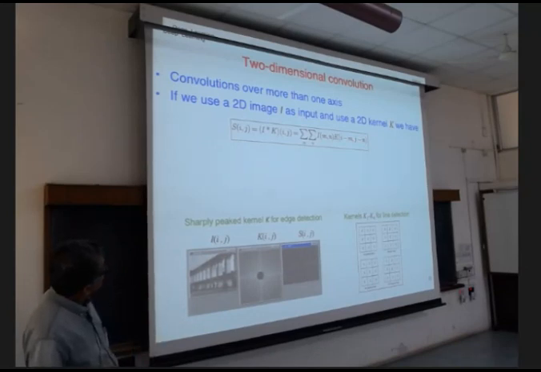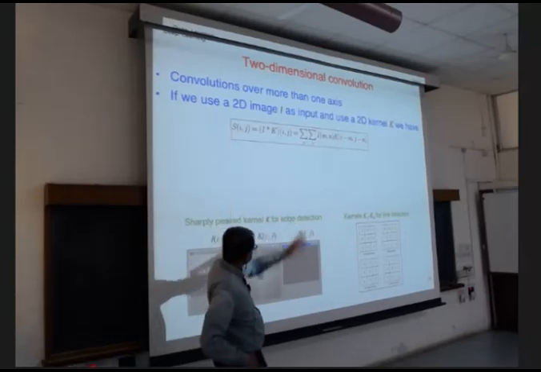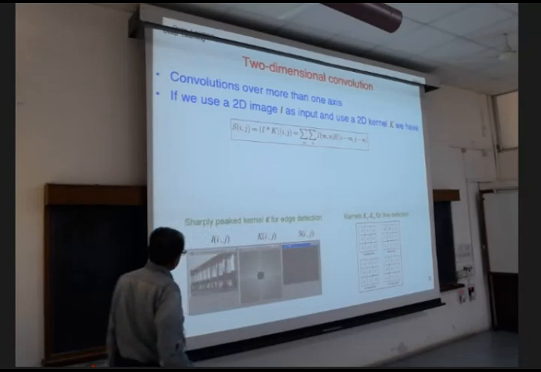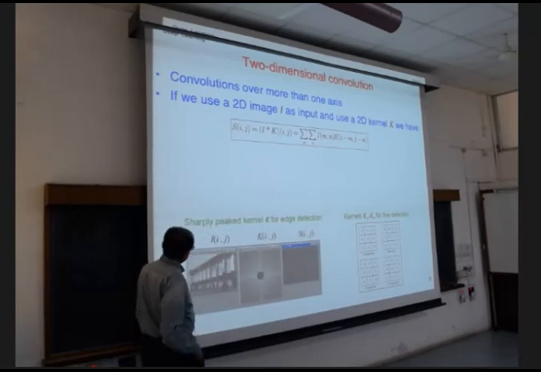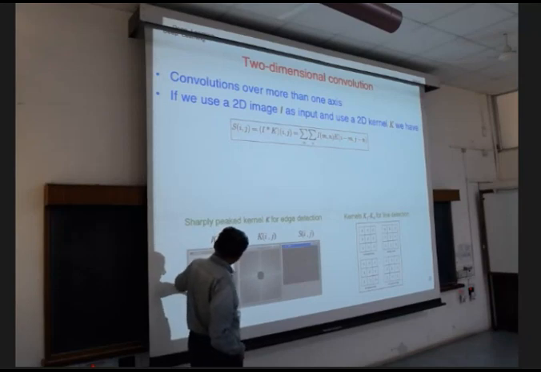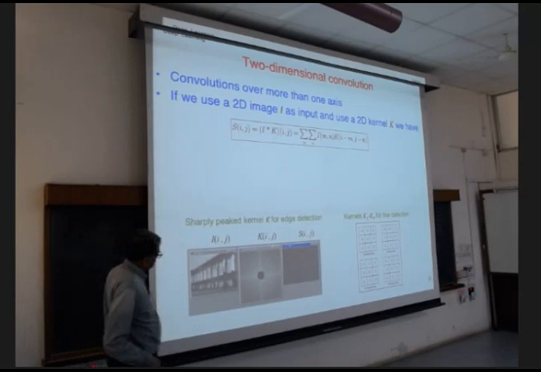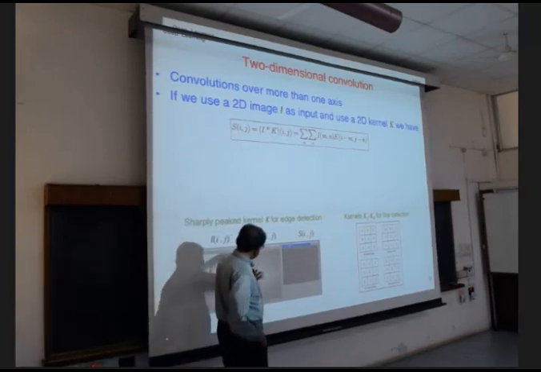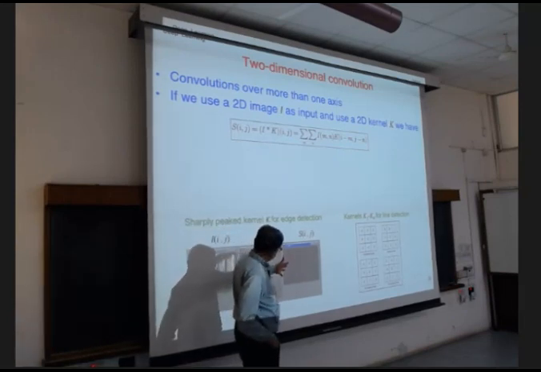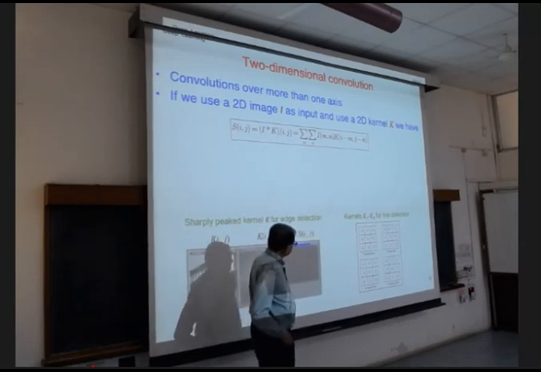And this is a convolution over more than one axis. For a 2D image, discrete convolution is defined like that. Here is a sharply peaked kernel K for edge detection. Here is an input image, I think a Roman aqueduct, and this kernel looks like this. The image is very poorly illuminated, but it just gives you the edges in this image.